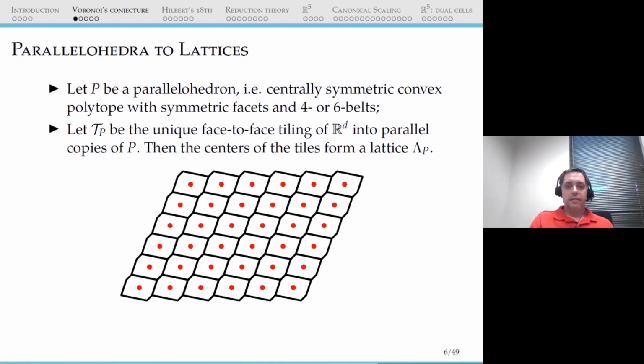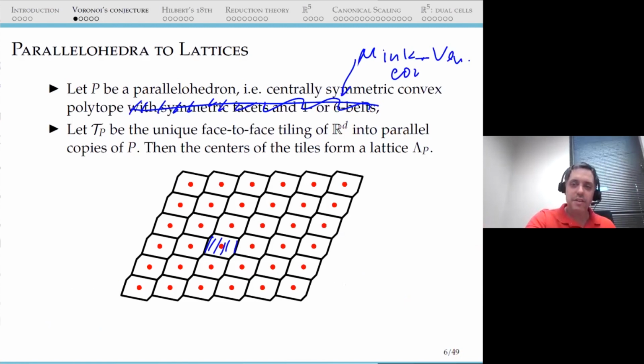So if we start from a parallelohedron, let's take one copy. Let's take that one. Okay, actually, that I'm going to define a little bit later. Here should be Minkowski-Venkov conditions. Yes, sorry, that's a typo left over from another order of slides that I had before.